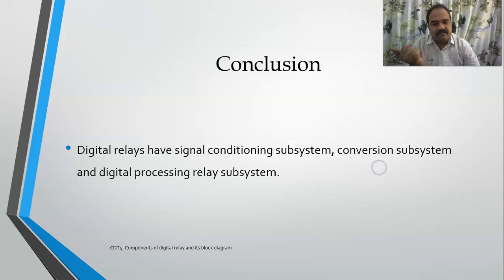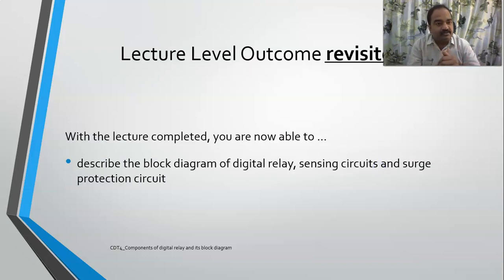Okay, so that's it from my side. Digital relays basically have three major subsystems. The first one is the signal conditioning subsystem, where the analog signal is processed. Next is the conversion subsystem, where the analog signal is converted to a digital signal. And finally, the digital processing relay subsystem, where the digital signal is processed. I hope that now you are able to sketch the block diagram of a digital relay and list the components of a digital relay.